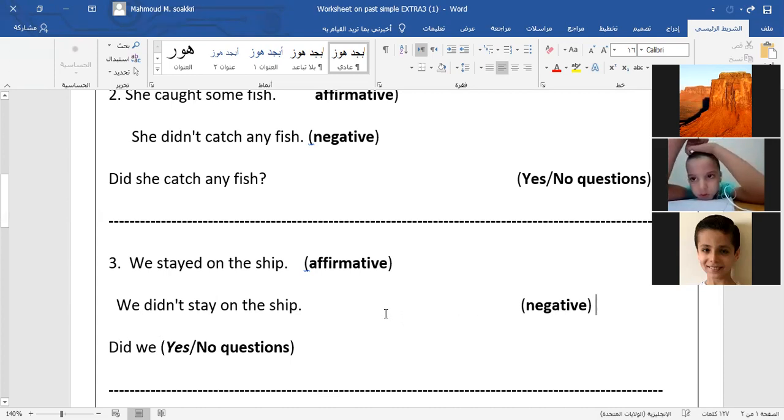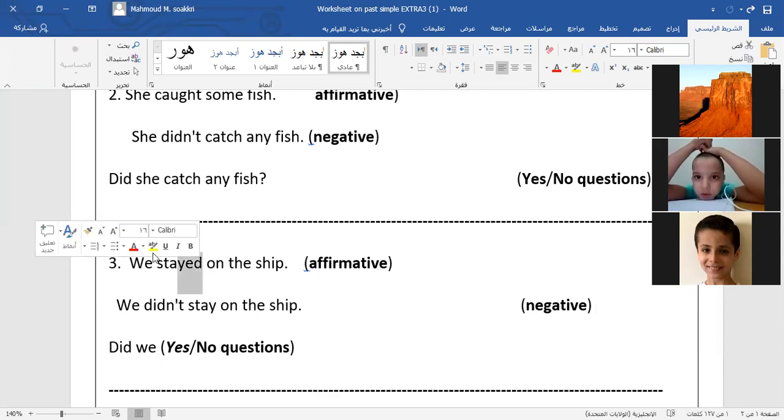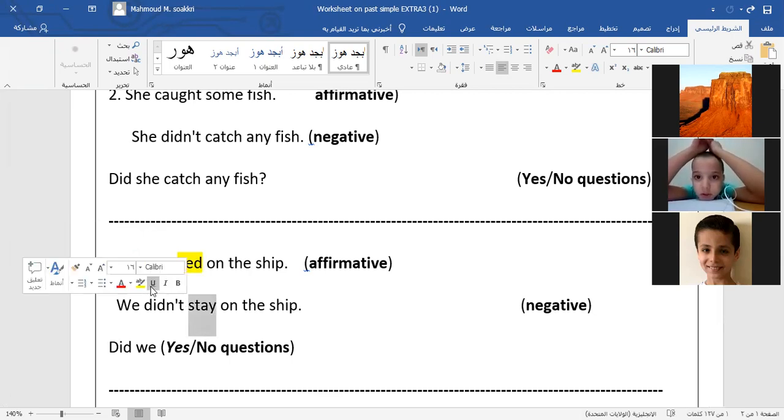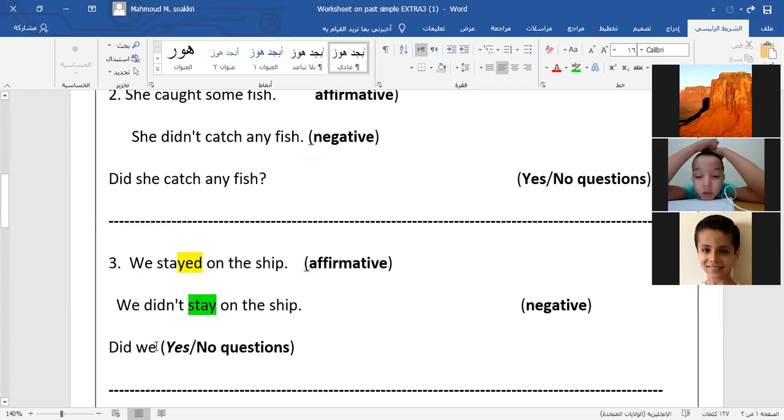Look here, Ed. That is verb two, stayed, and that is verb one, stay. After did, we use verb one. We use did here. Look, when we use did, we can't use verb two, we use verb one. Stay is verb two and stay is verb one. After did, we use verb one.